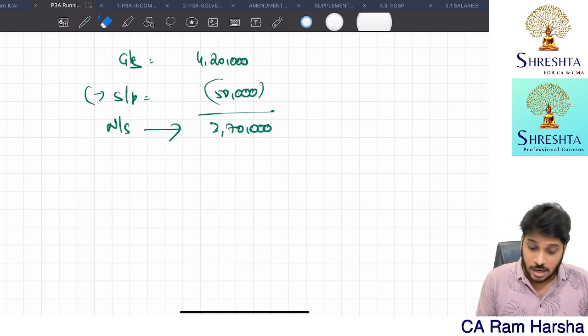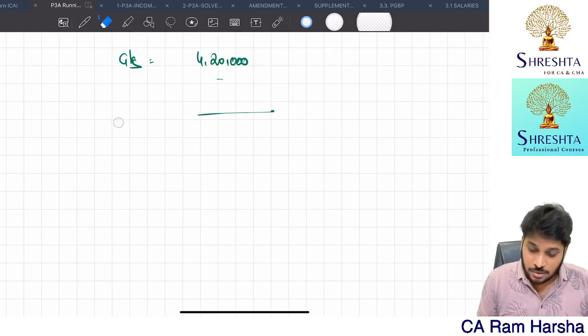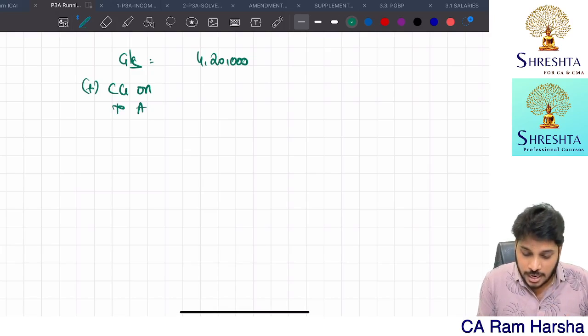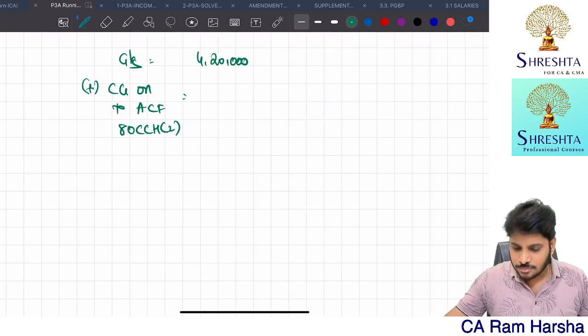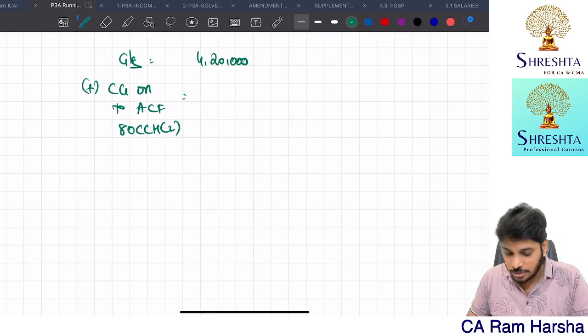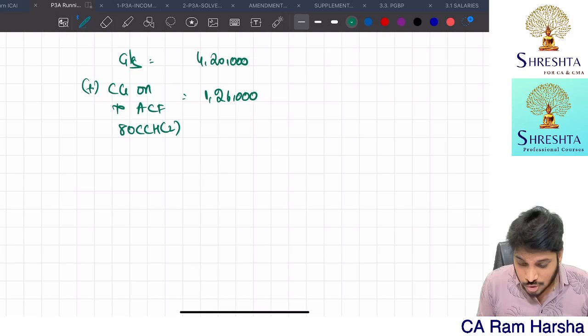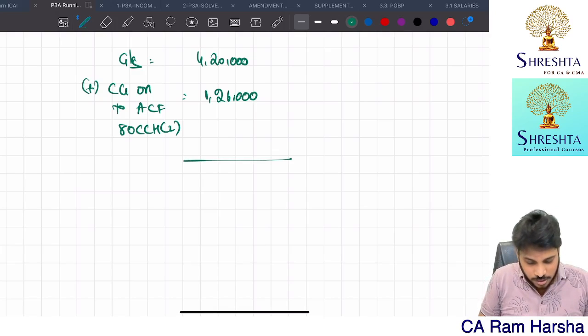Once again, your actual salary that you are getting from the government is 4,20,000, plus the central government is contributing in your name to the Agniveer Corpus Fund, which is in the nature of 80CCH subsection 2. Approximately 30% they are contributing. 4,20,000 into 30%, the government is contributing 1,26,000 in your name. So total salary is how much? 4,20,000 plus 1,26,000, 5,46,000 is your gross salary.